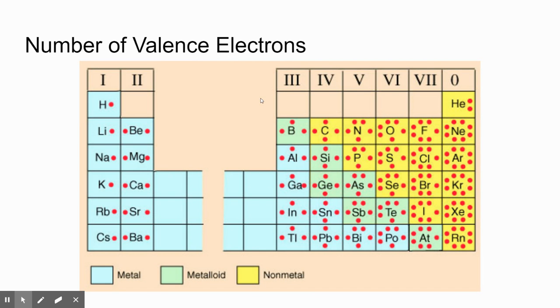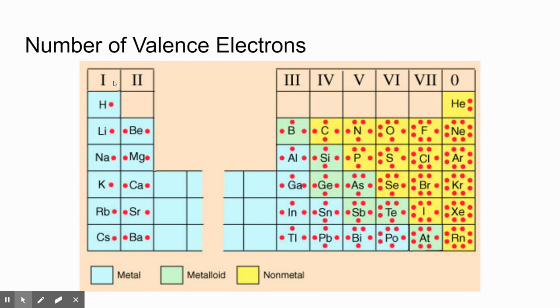Then we skip and go to group 13, or sometimes we call it 3A. All of those have 3. Then 14 has 4, 15 has 5, 16 has 6, 17 has 7, 18 has 8. There's one exception in the 8 here. Helium only has 2. So that's one exception for the number of valence electrons.